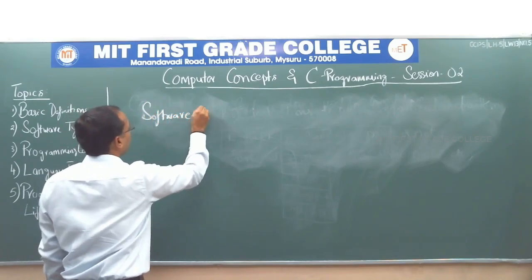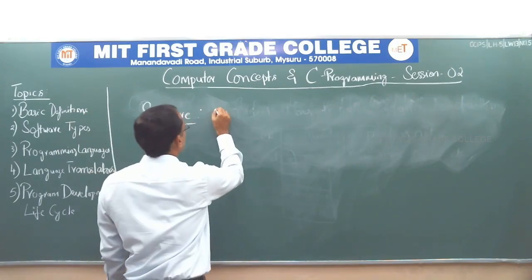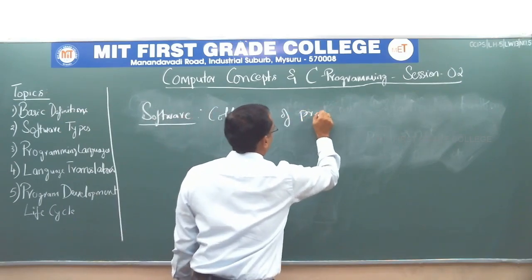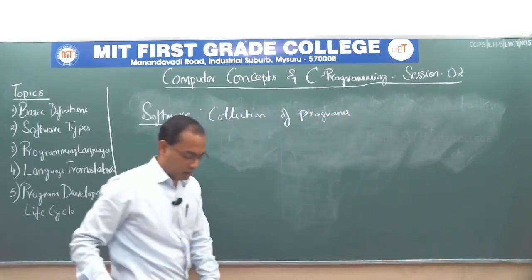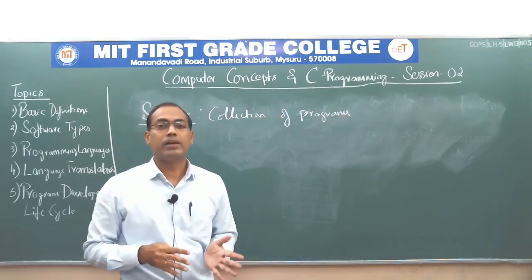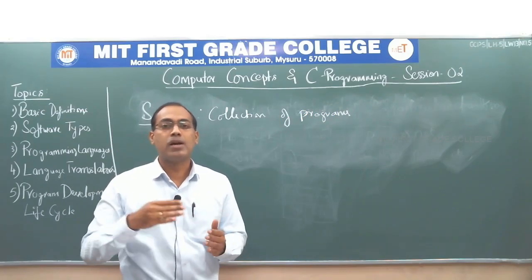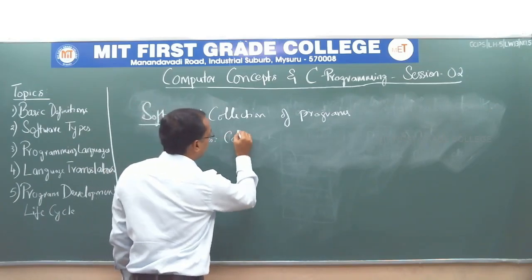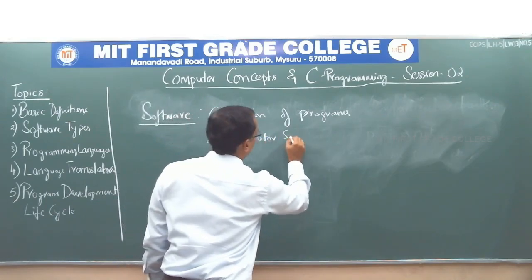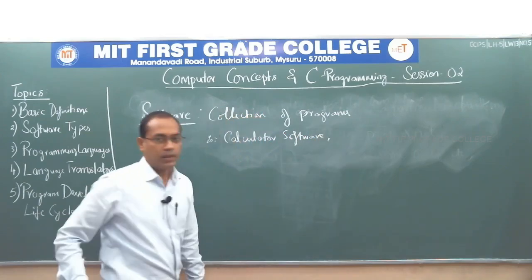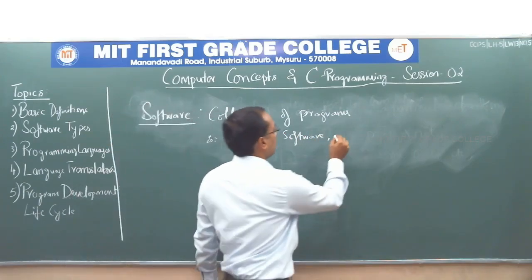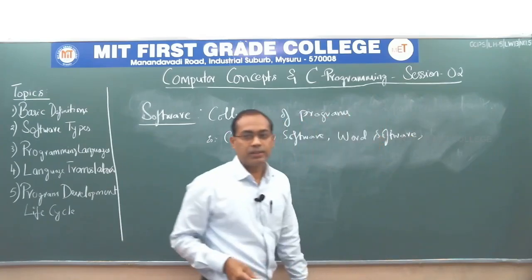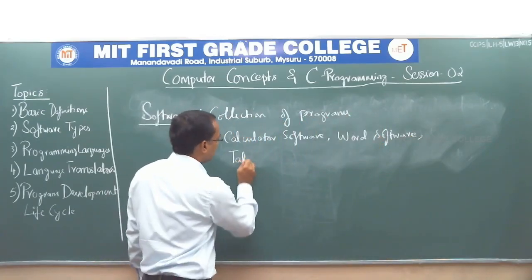Now we'll see what I mean by software. Software is nothing but a collection of programs. That means software is nothing but a set of programs. So it is not one program, it is more than one program. For example, I have a calculator software. I want to create a document, so I will use a Word software. I want to maintain accounts of an organization, I will use a Tally software.